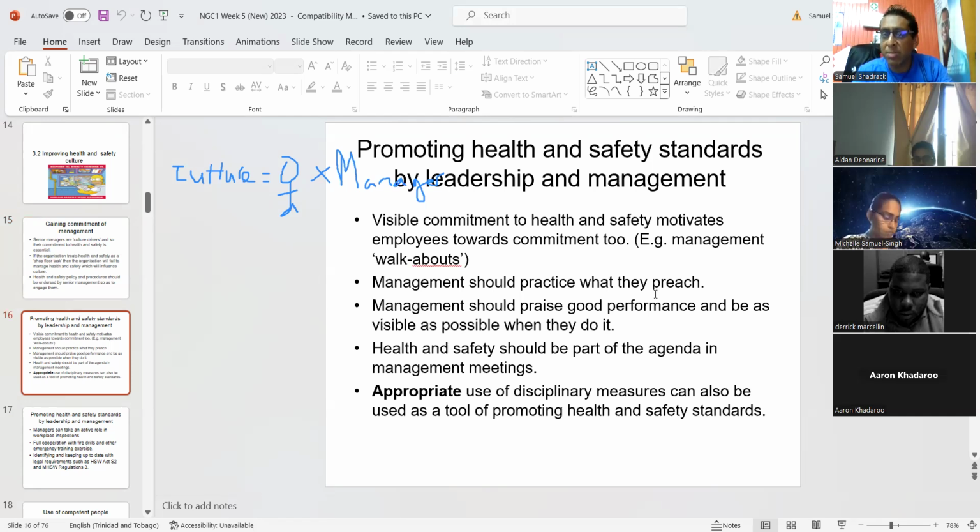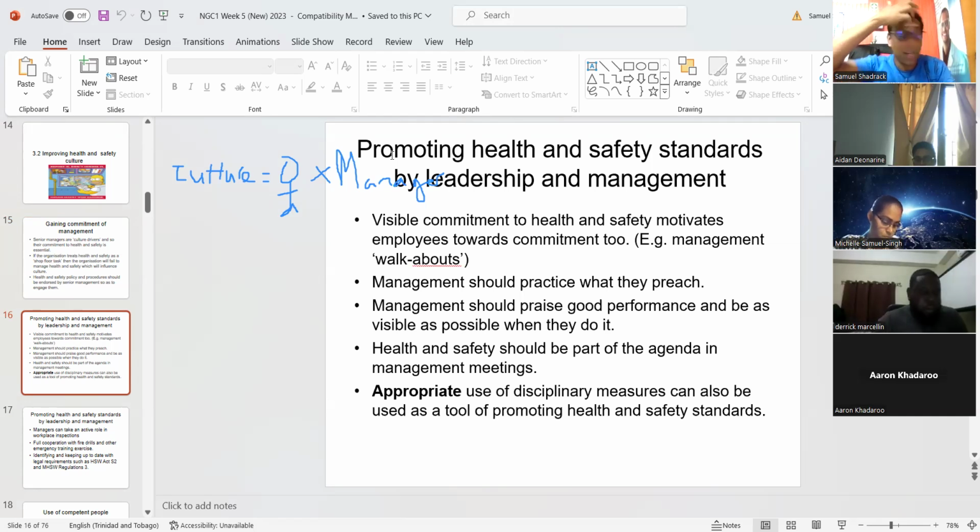Managers should practice what they preach. Managers should praise good performance because that's the only way to improve culture. If culture is equal to two things, there's only two ways to improve it. Improve the managers or improve yourself, right? So when you turn the page, there's a page we all know, competence.